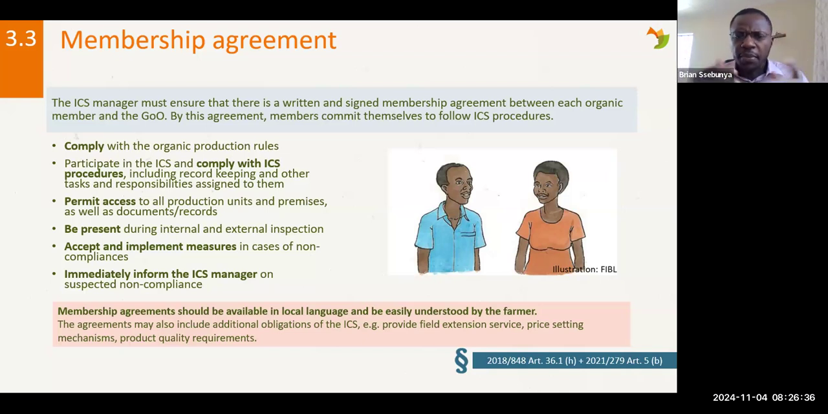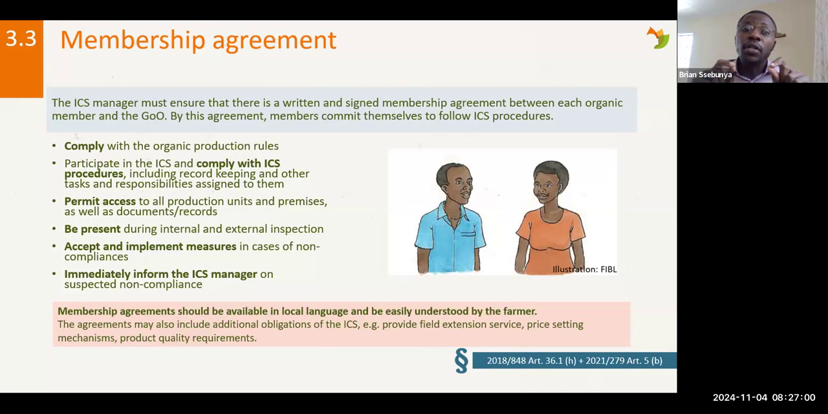I don't have a template here, but I would imagine that most of you have copies of membership agreements. What's important is that they should be in a language that the farmer understands, meaning that the field officer is the one who makes sure that they sign. It should be explained to them to make sure that they understand what they are committing to.